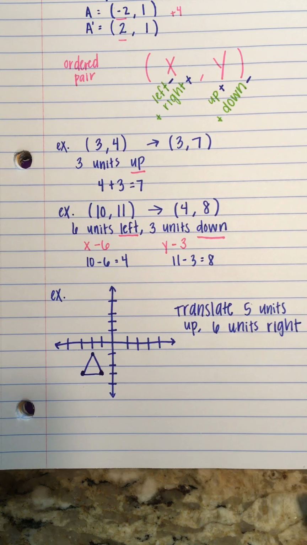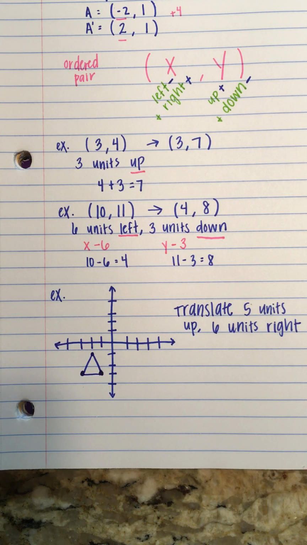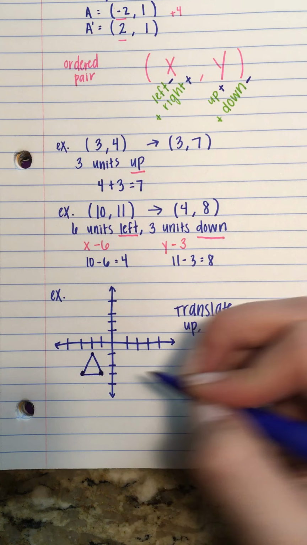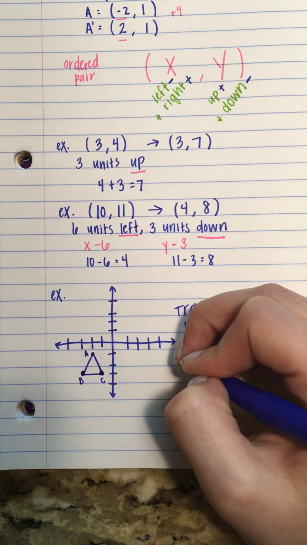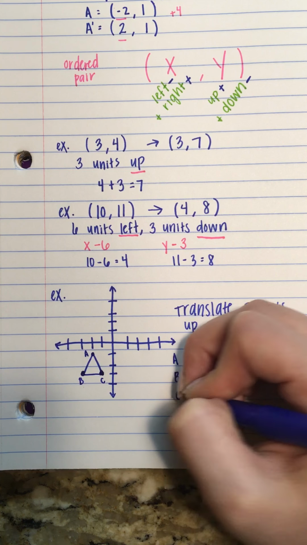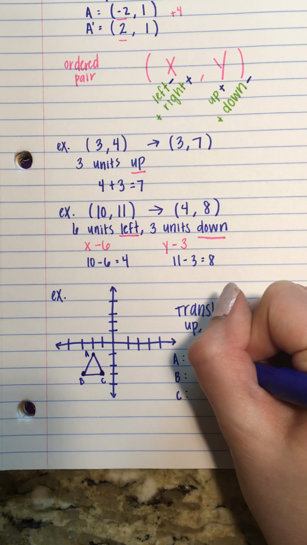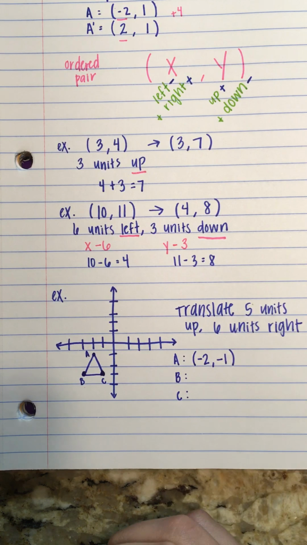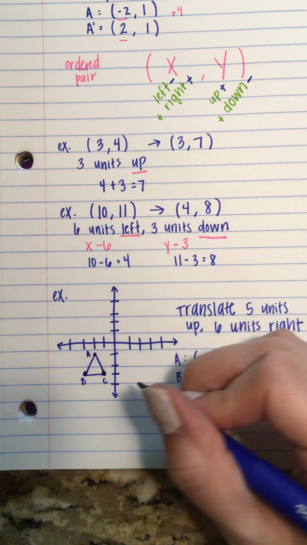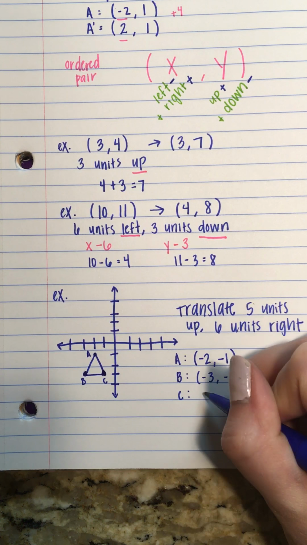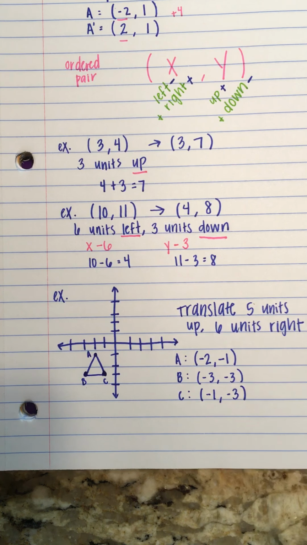Okay, if we're gonna do that, we need to first write down whatever our ordered pairs are, okay? So that is what I'm going to do first. So I'm gonna label this triangle A, B, and C. Okay, so A, B, and C. My ordered pair for A is -2, -1. My ordered pair for B is -3, -3. My ordered pair for C is -1, -3.